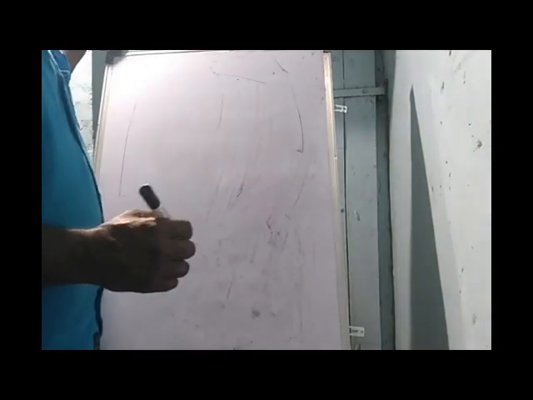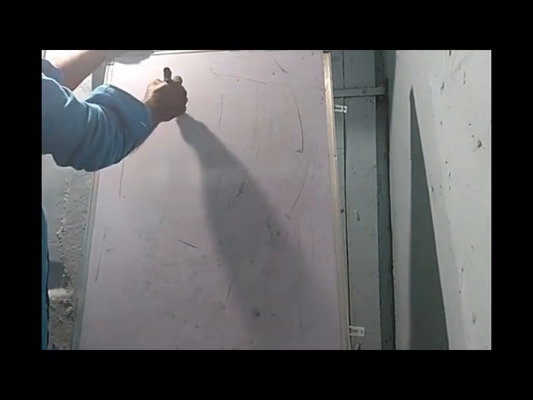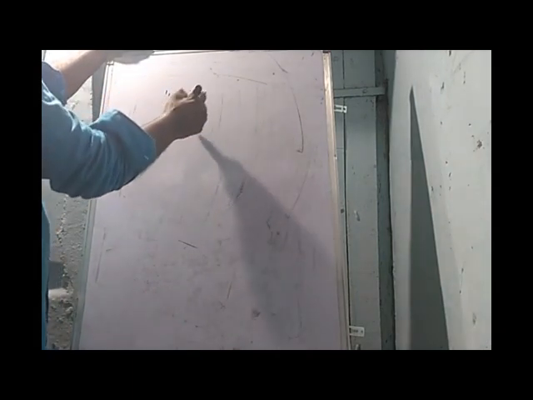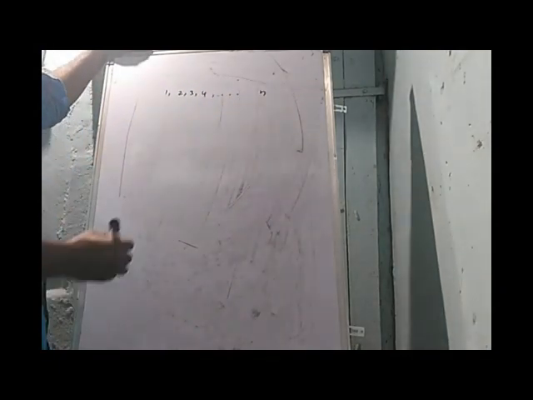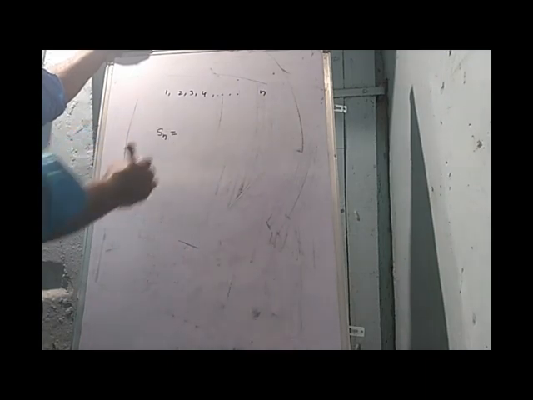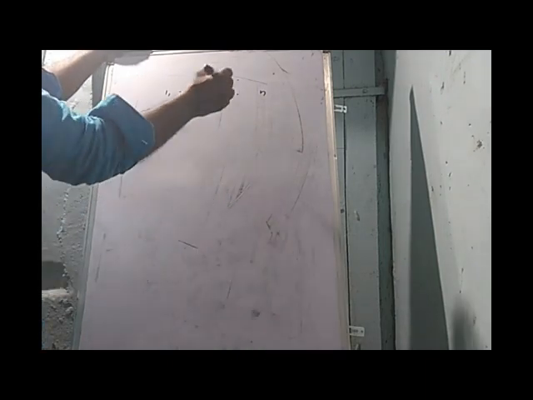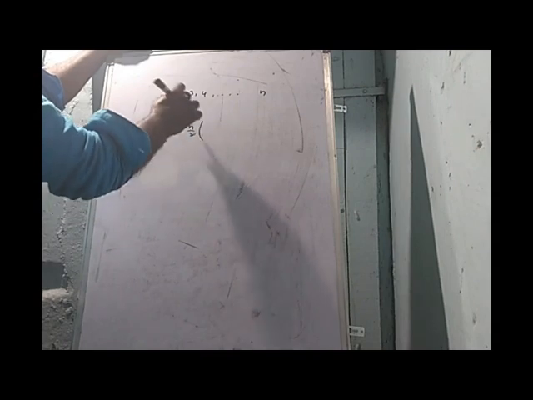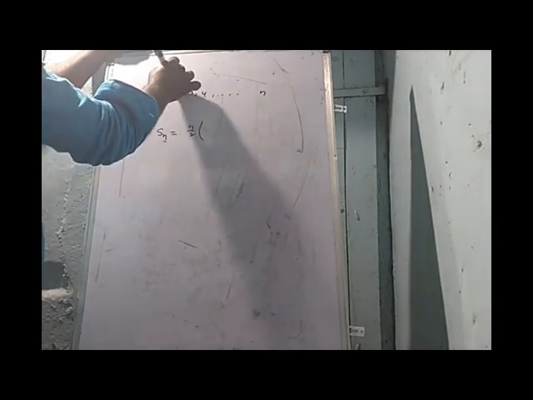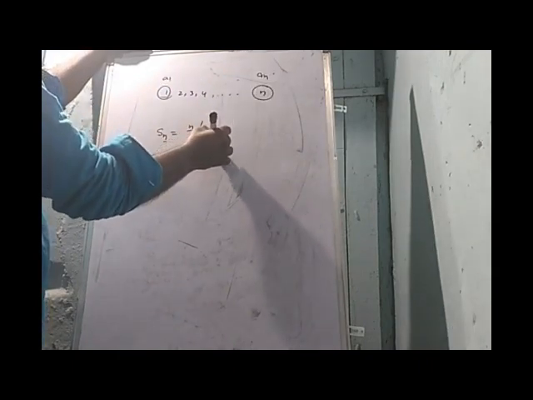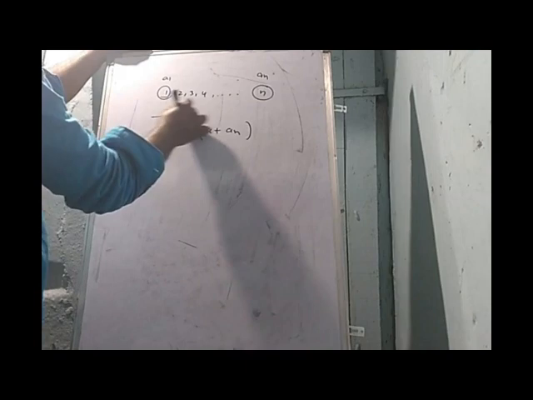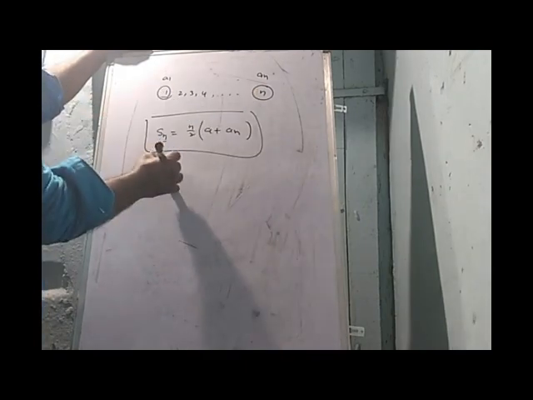So the sum of the first n natural numbers, if we see, 1, 2, 3, 4 and so on. The last number is n. Sum of n natural numbers, the total number is n by 2. The first number is 1. The last number is, what is the formula? a plus an, the last number. This is the formula. We apply the values in this.